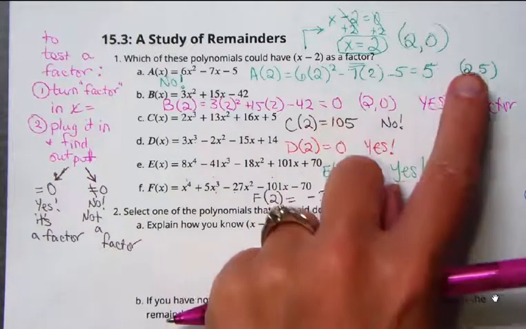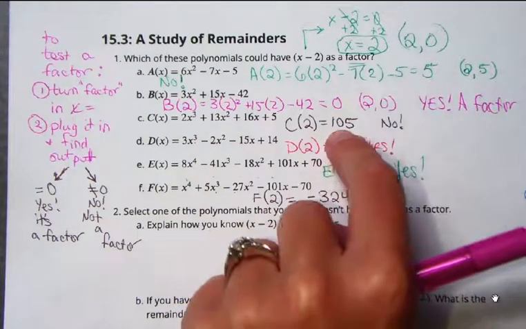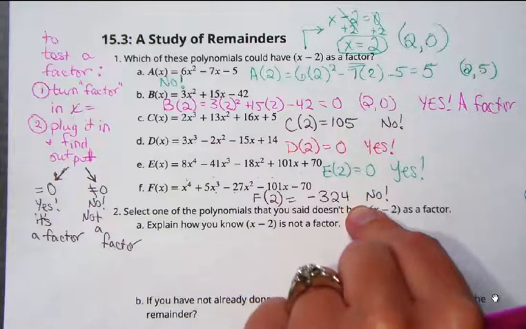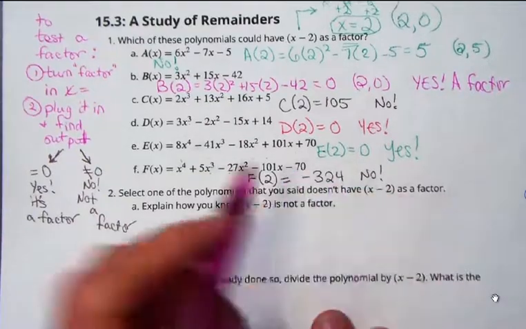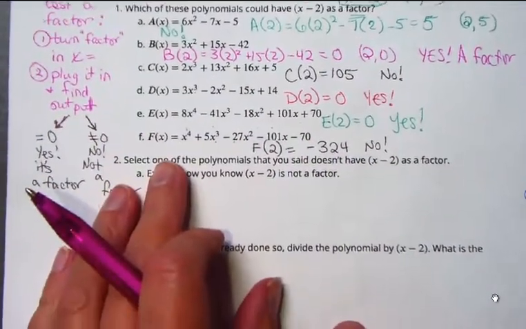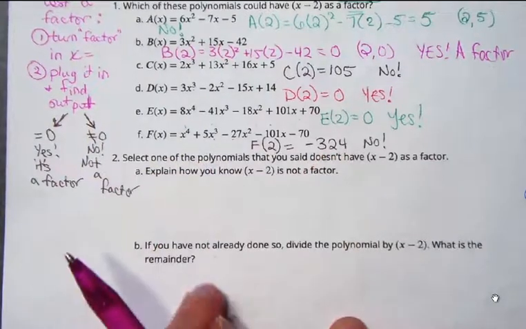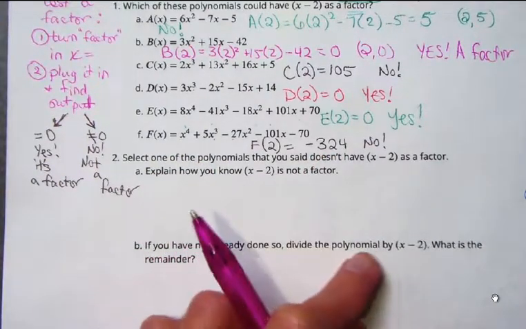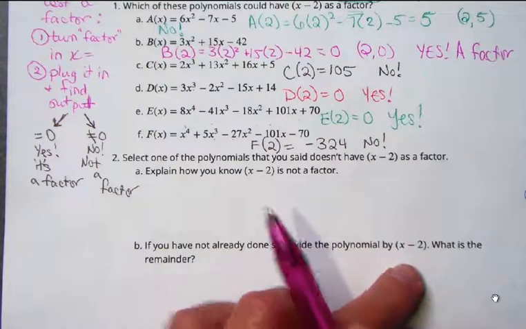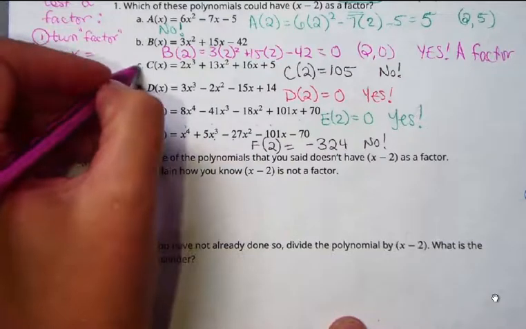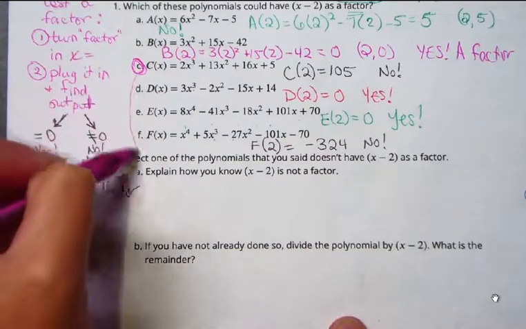So not only are we coming out of this with an ordered pair like 2, 5, or 2, 105, or 2, negative 324, we can also say that if we tried using division, we can tell what our remainder would be. Here in part B, it asks us to do that. It asks us to divide one of our polynomials by x minus 2 to show the remainder. Now, I'm going to pick C, so I'm going to use C for all of my ideas down below.